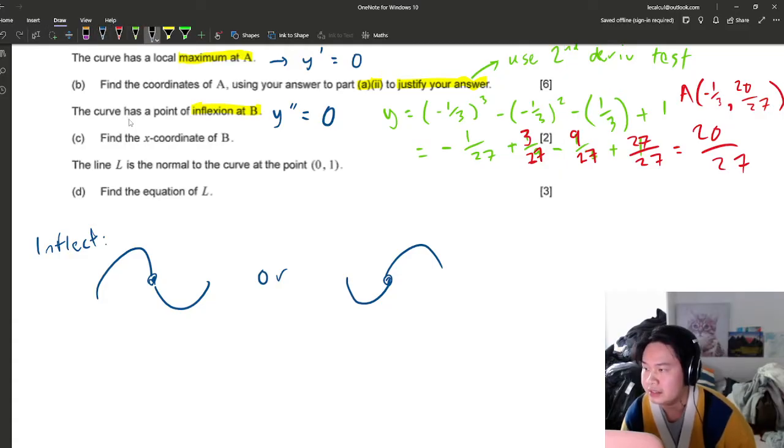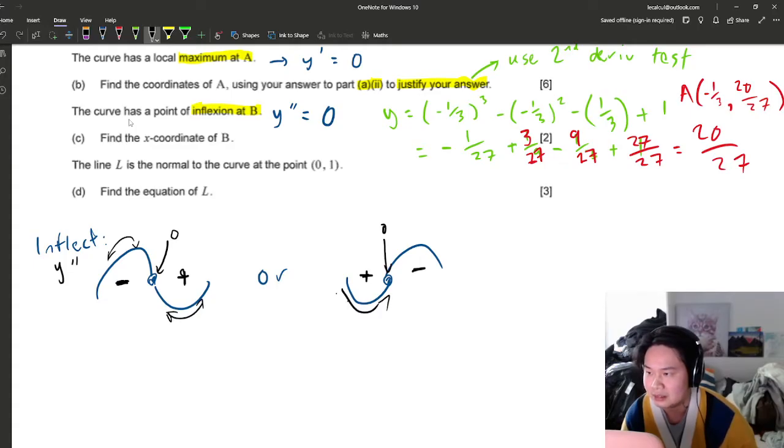So either you have a negative second derivative and then it changes to a positive one. So this is 0 when we're talking about the second derivative. Or you have a negative because it's concave. Oh wait, I have this positive, then it becomes 0, then it becomes negative, right? This is concave down, this is concave up, or it switches from up to down.